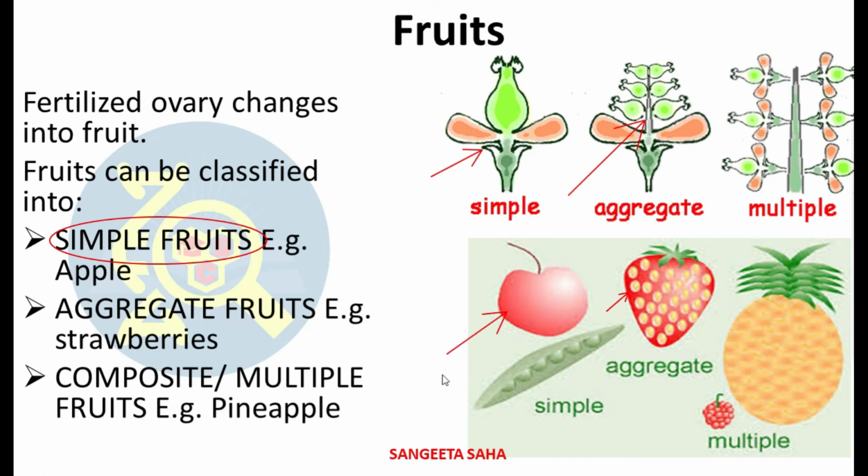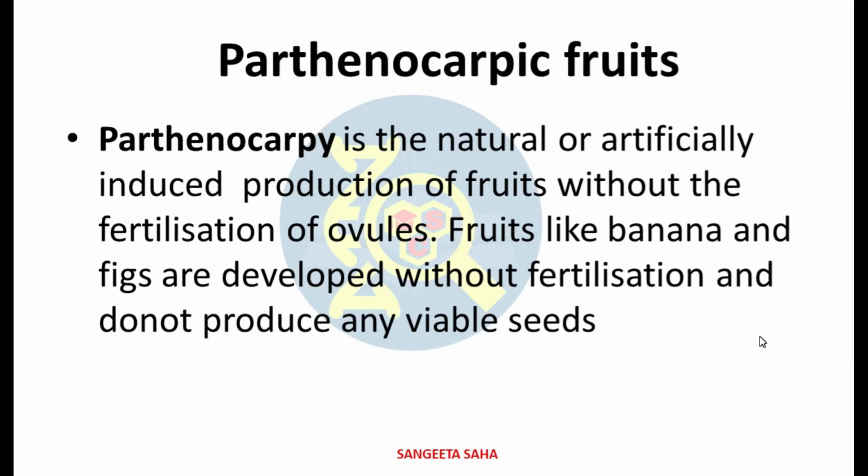Again, if fruits develop from a complete inflorescence, then we can classify it as composite or multiple fruits, and it is seen in pineapple, also seen in jackfruit, mulberry. Now, more classification can be done like dehiscence, indehiscence, fleshy fruits, false fruits, true fruits, and many other categories. We will study those in detail in the morphology. Now, one more term which you need to know is parthenocarpic fruit.